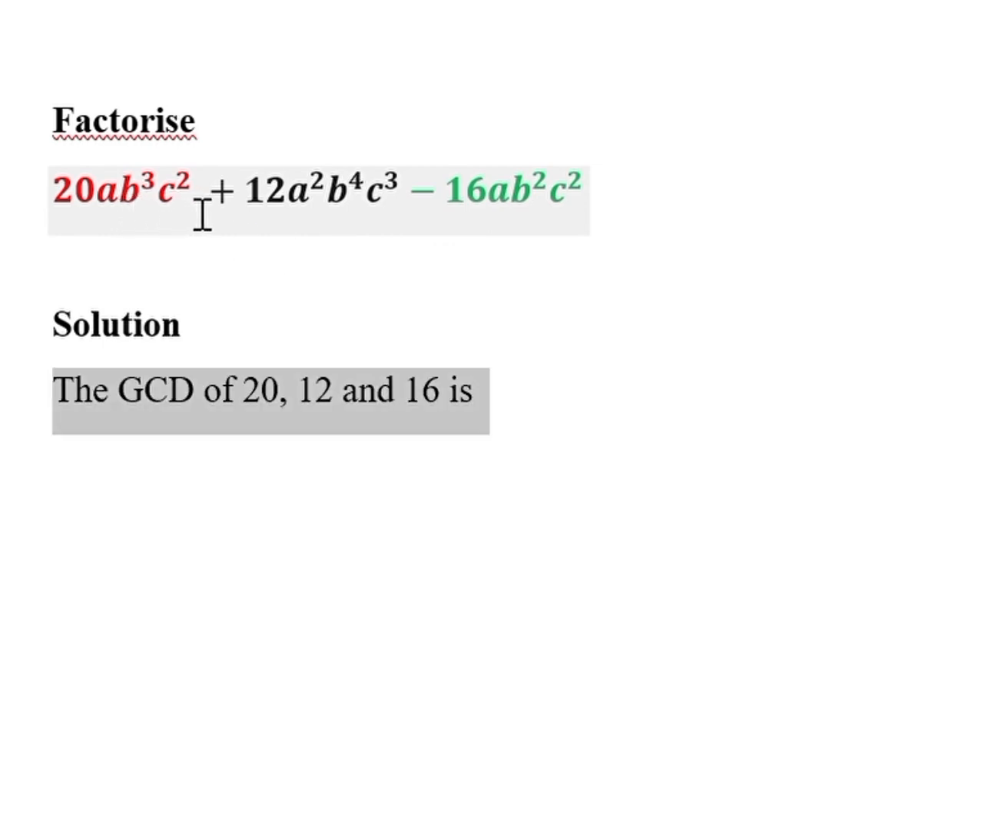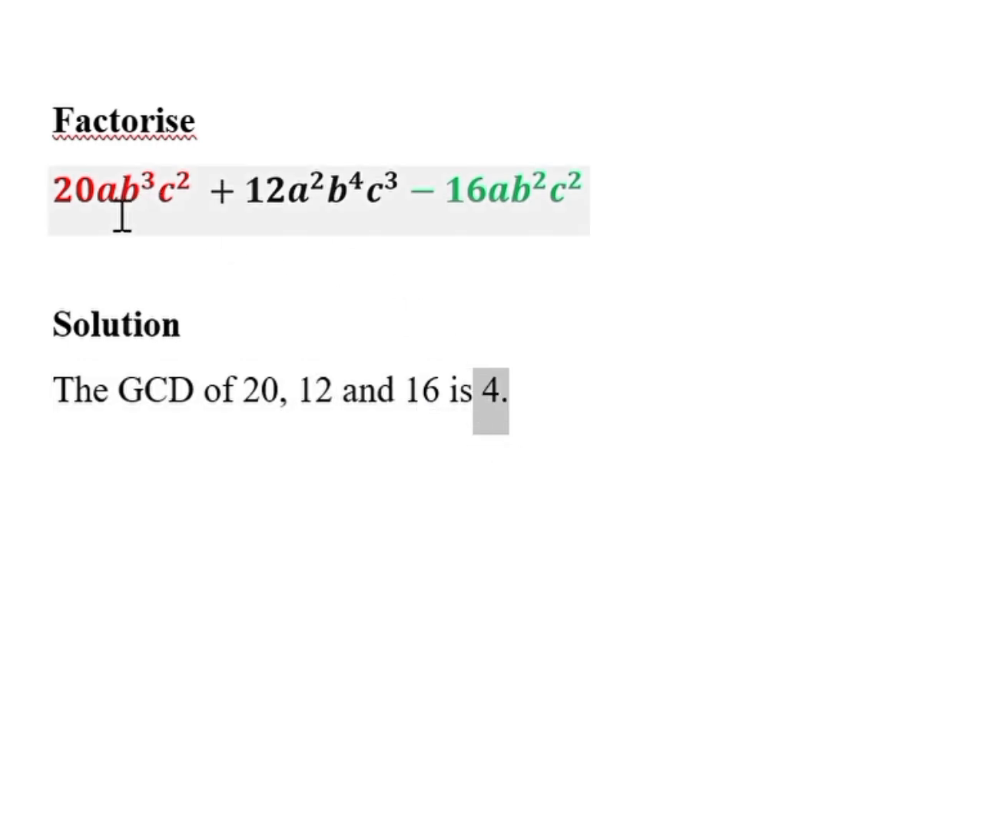Starting with the numbers 20, 12, and 16, the greatest common divisor simply means the highest number or the greatest number that can divide 20, 12, and 16 without leaving a remainder. That number is 4. So our greatest common divisor is 4.